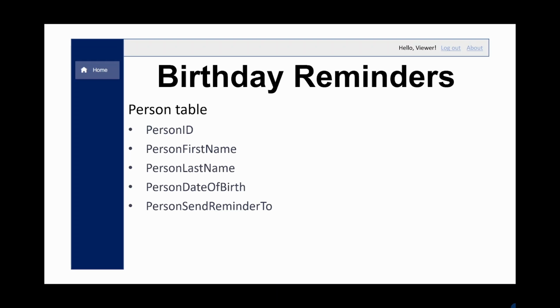The Person table will have the following columns: a person ID, and I'm going to use a GUID for this. This is going to be the primary key for the table. The person's first name, the person's last name, the person's date of birth. The person send reminder to will record the email address of the user adding the record. I did consider all kinds of other fancy permutations on this, but I've decided to leave it as simple as this.